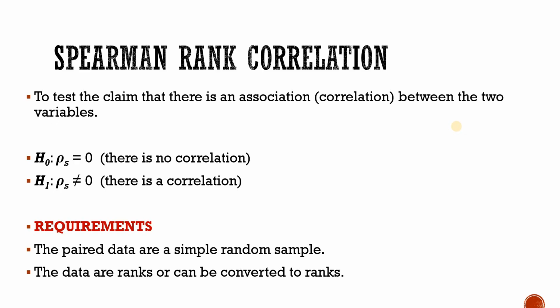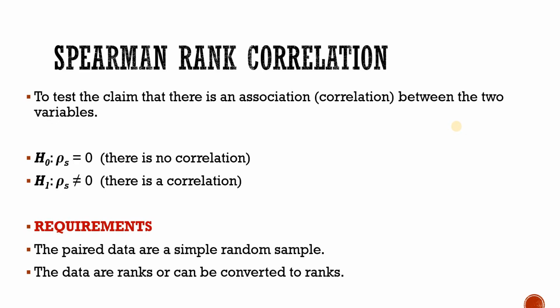And the requirements are very simple. You have to have paired sample data, and if you're using it to make an inference about a population, then it needs to be taken from a simple random sample. And the next requirement is that the data has to be in ranks or can be converted to ranks, meaning it could be a quantitative variable which is in order, or an ordinal variable which the values are also in order.